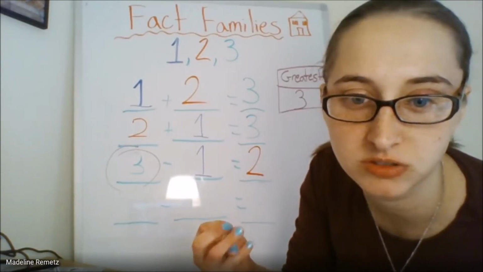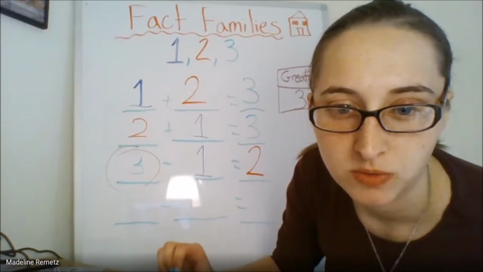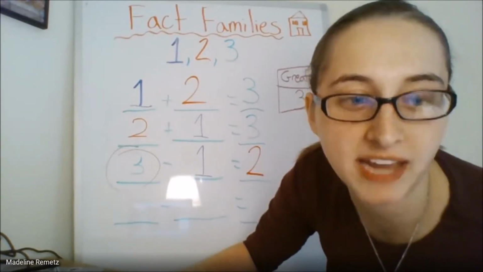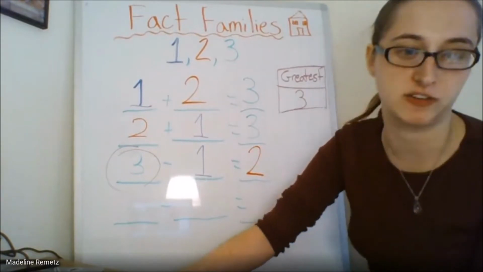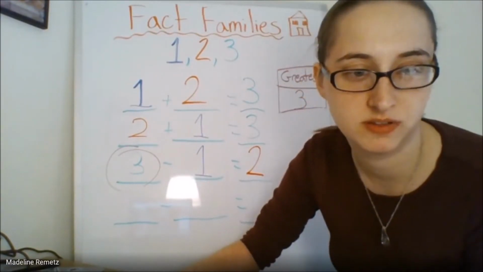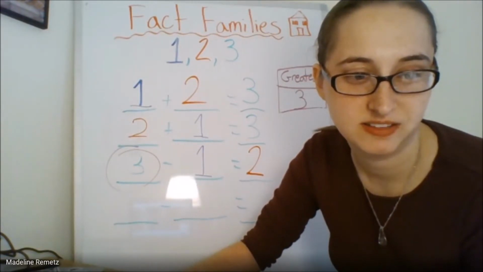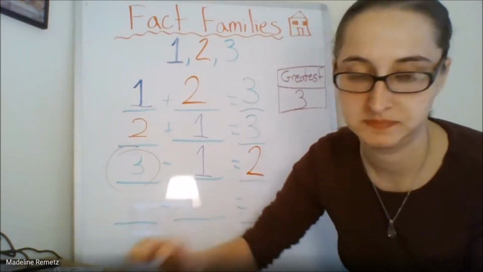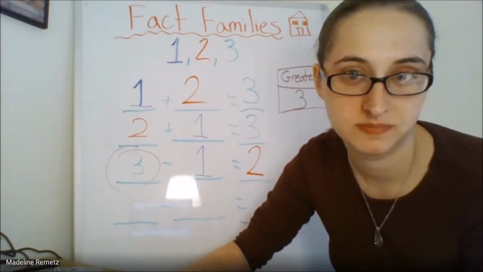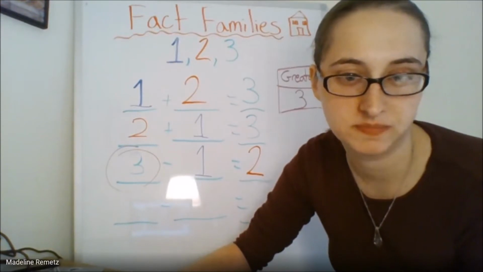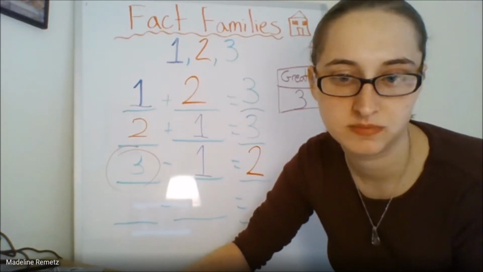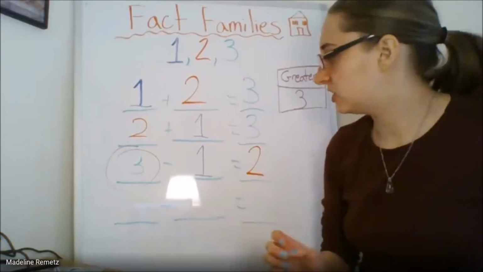Let's see here. How about Ryan? Let's see if you remember, even though you took your hands off your head. Go ahead and unmute yourself. Can you do it, Ryan, or no? It's okay if you can't. There he is. 3. Yeah, Ryan, why should I write 3 here? Because it's the biggest number.